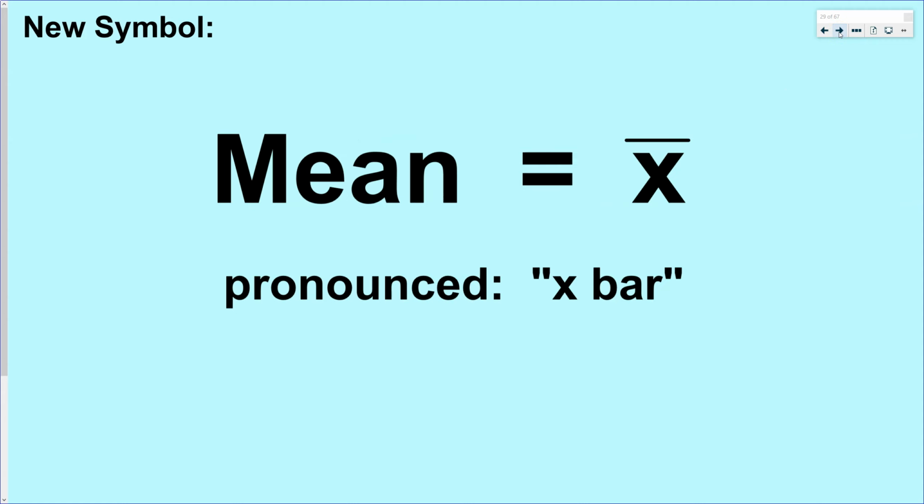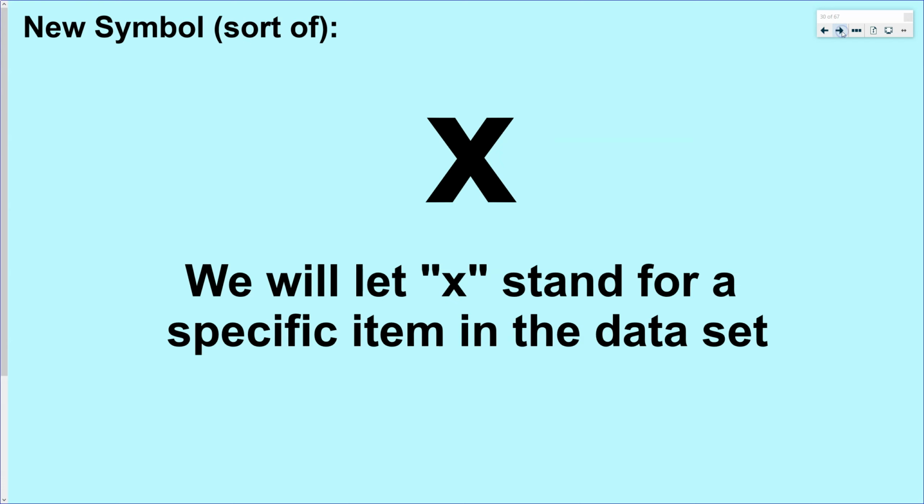The next new symbol I want you to know about is X bar. X bar is just a shorter way to say average or mean. So within a formula you might see this X bar pop up, and that just stands for the average of the data set, just like we calculated a couple weeks ago. We're going to let X, now you've used X before, but we're going to let X stand for any particular, specific item in the data set. So when you see X, that just means that we're choosing one thing out of the data set.